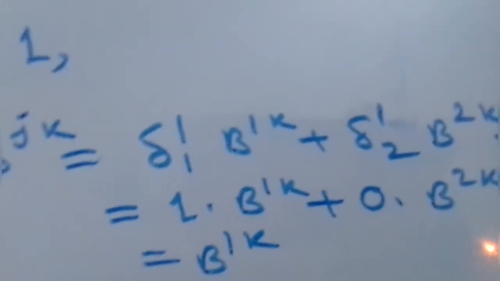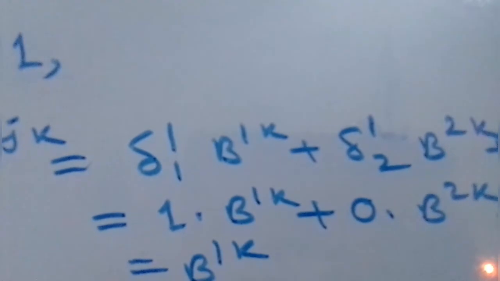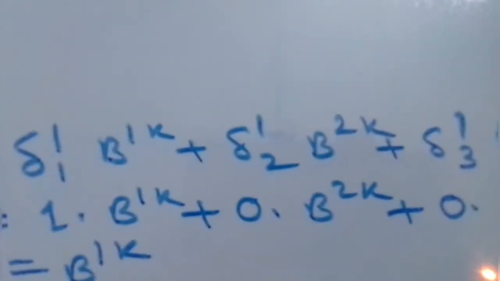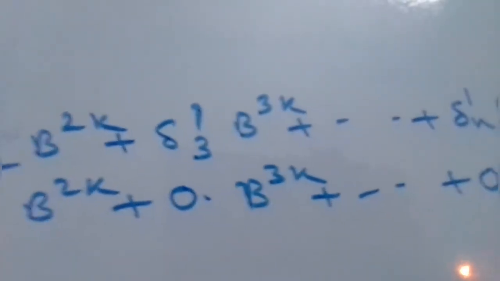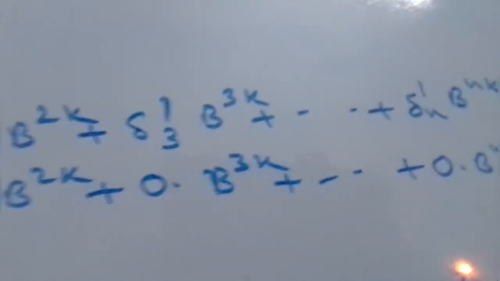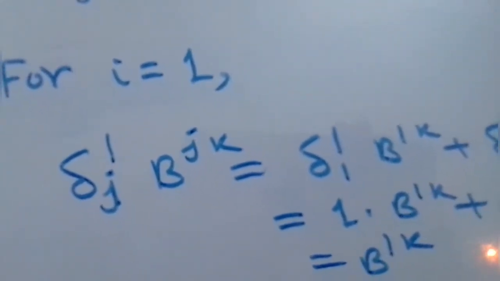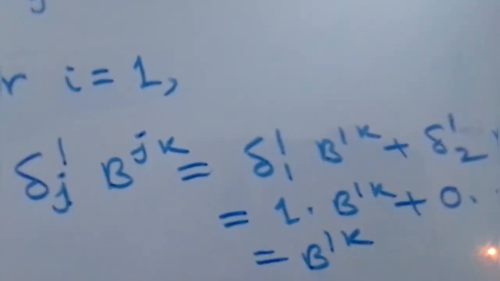By the definition of the Kronecker delta, delta 1 1 is 1 since i equals j, so 1 into b1k. Delta 1 2 is 0, so 0 into b2k, delta 1 3 is 0 into b3k, and in this way 0 into bnk. So finally we are getting delta 1j bjk is equal to b1k.